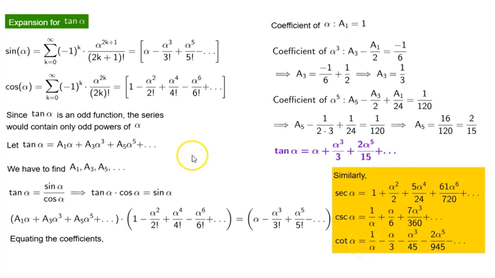So what we have achieved is figuring out the series expansion for tan alpha by using the series expansions for sine alpha and cos alpha and equating the coefficients.